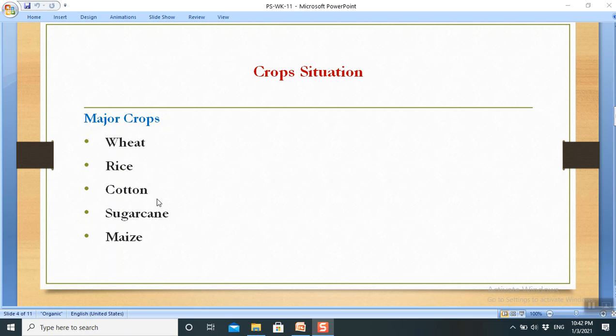Then cotton. Cotton is the most important cash crop for Pakistan. Pakistan is the fourth largest producer and the third largest consumer of cotton in the world. Cotton plays a very important role in the textile industry of Pakistan, which is the major source of income. It is estimated that 55% of the earning is made out of the textile, and Pakistan is the third largest exporter of raw cotton and 9% of the global textile industry.